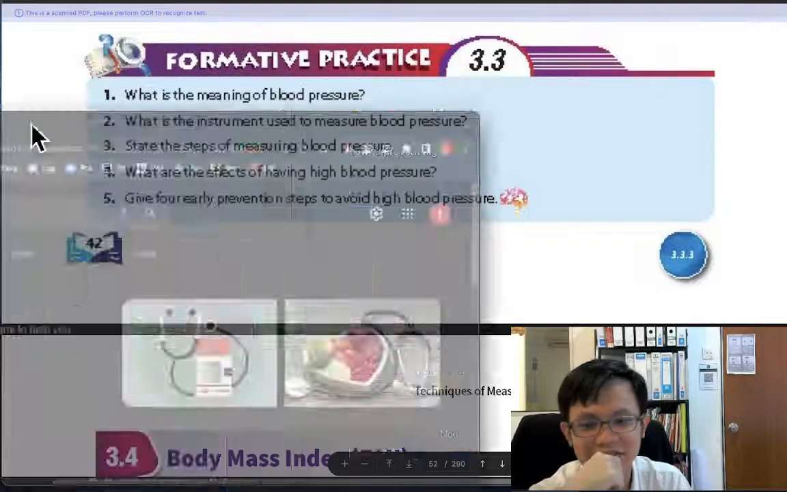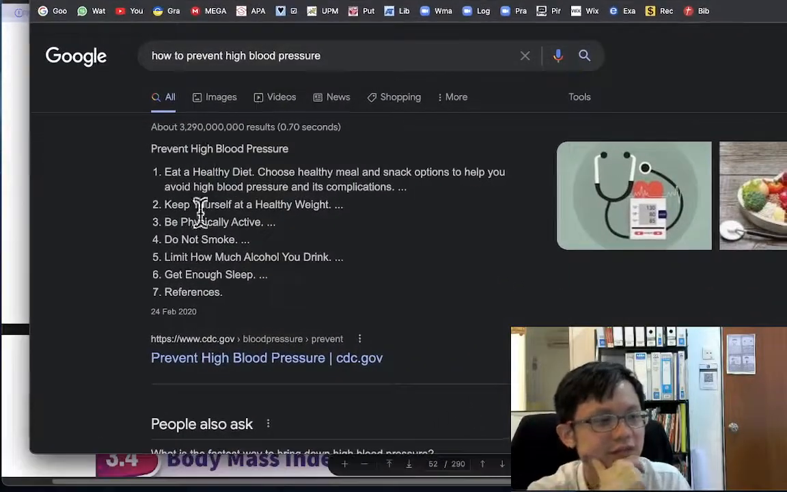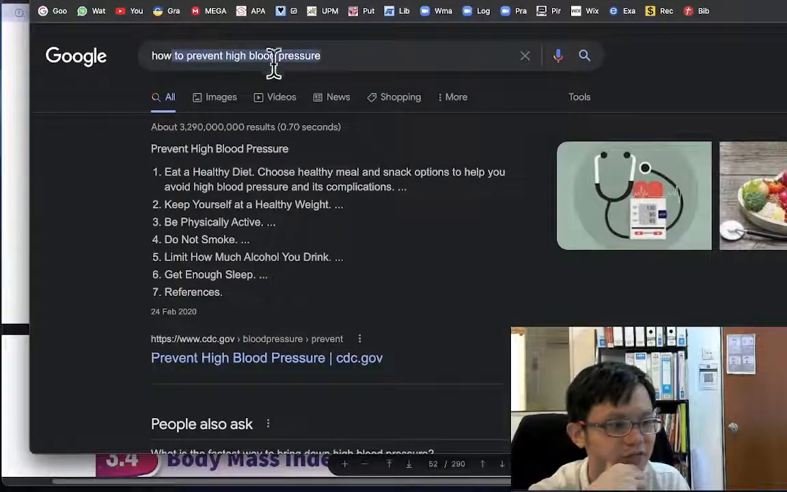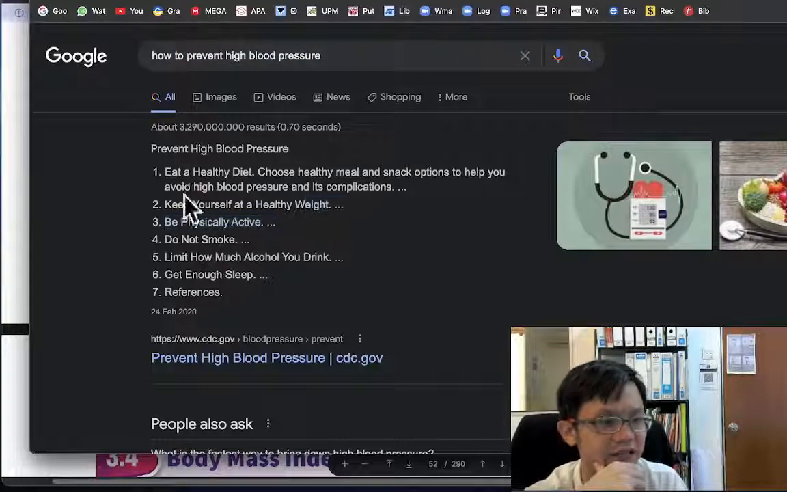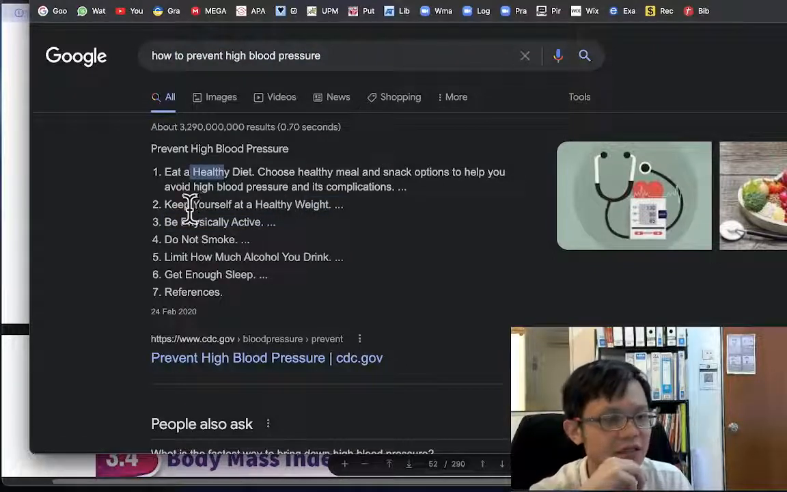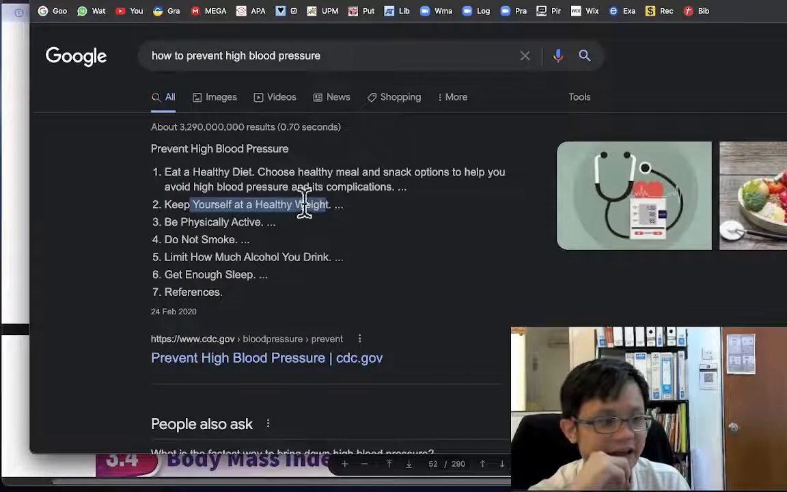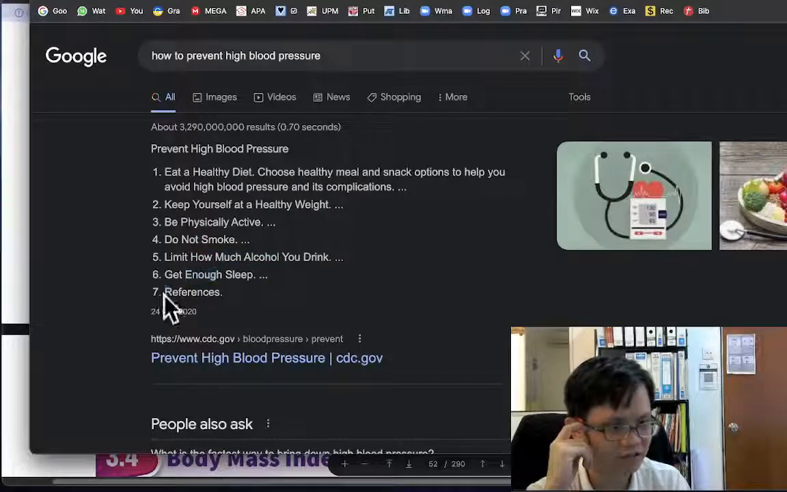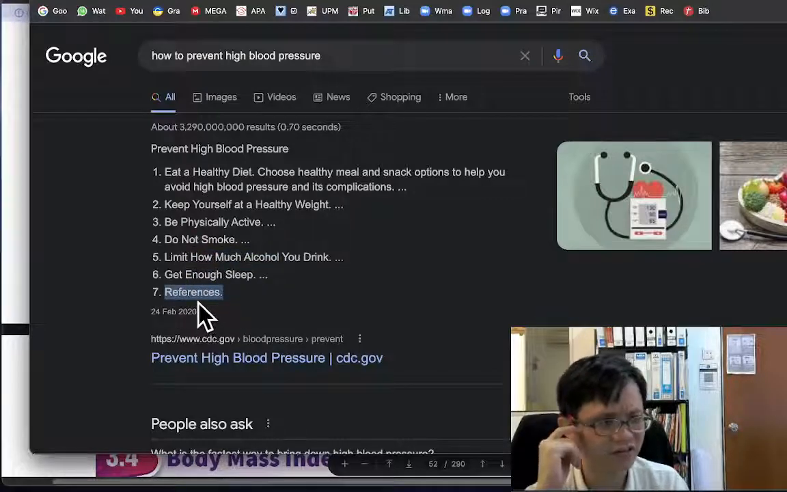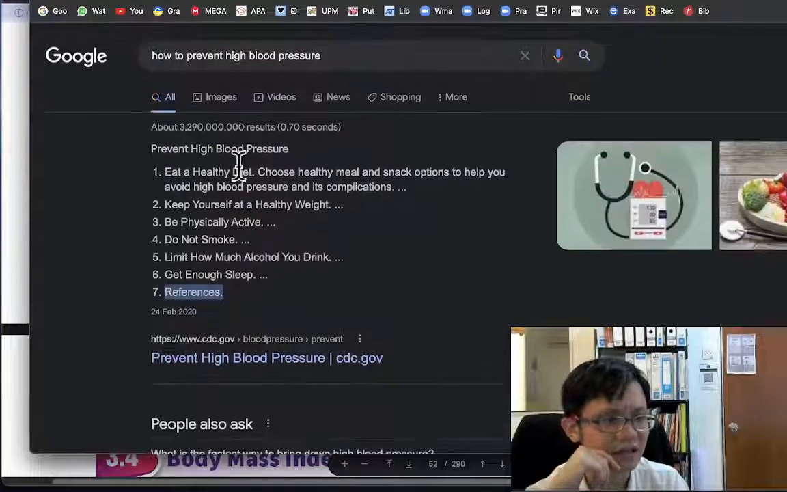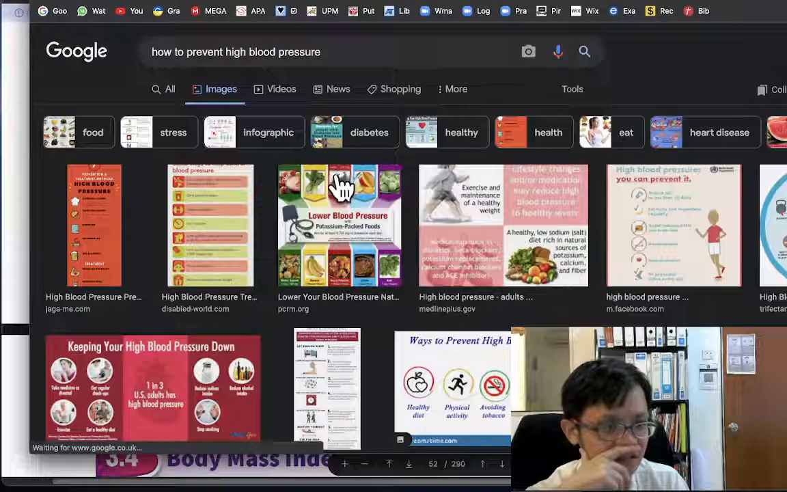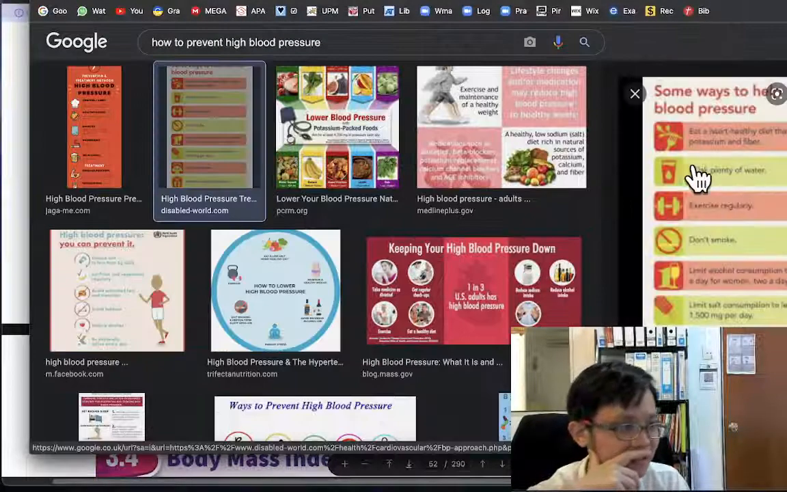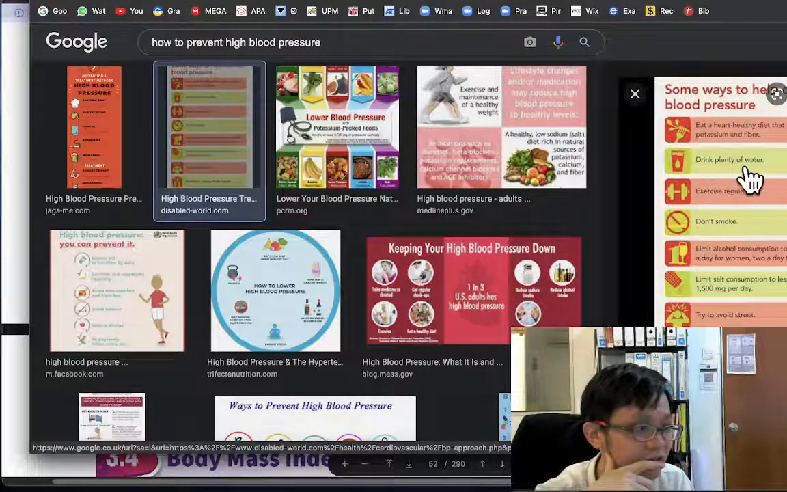So of course again we can go to Google to get the answer. Search how to prevent high blood pressure, and I already got the answer. Eat a healthy diet. Keep yourself at a healthy weight, don't be too fat. Be physically active, exercise, do not smoke, limit alcohol, get enough sleep. Google can help a lot: exercise, drink water, eat a healthy diet, don't smoke.